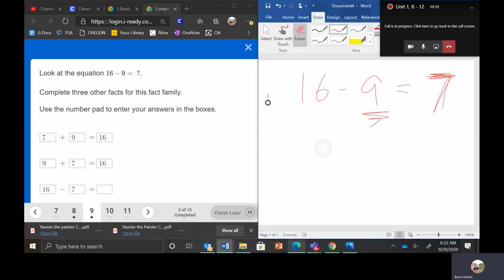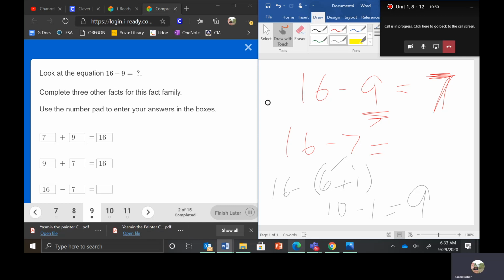And if you do that, 16 take away 7 equals, well, if we want to use our friendly number 10, we could make this 7 into a 6 plus 1, right? That's the same as 7. And then 16 take away 6, just like we looked at on the number line, is 10. Take away 1 equals 9.